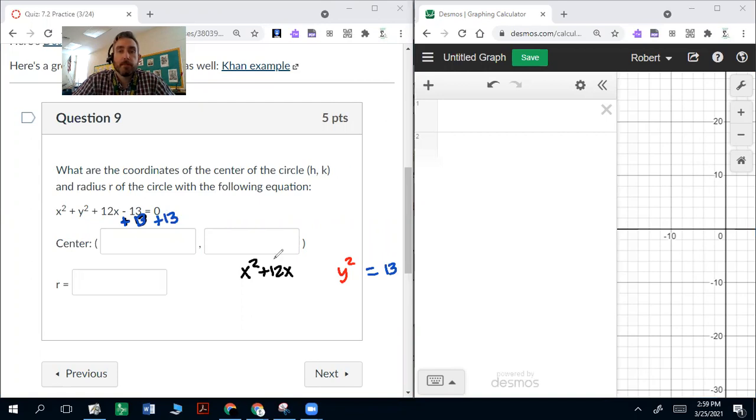Let's complete the square. Well, I have this number in front of x, so I can do 12 divided by 2, which is 6. 6 squared is 36. But I don't have a number to do that with y, so you don't have to do it with y. It's just going to be 36 there. So we're going to add that 36 over here.